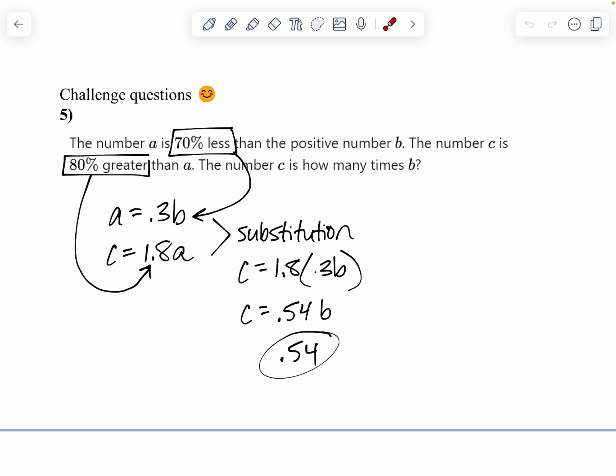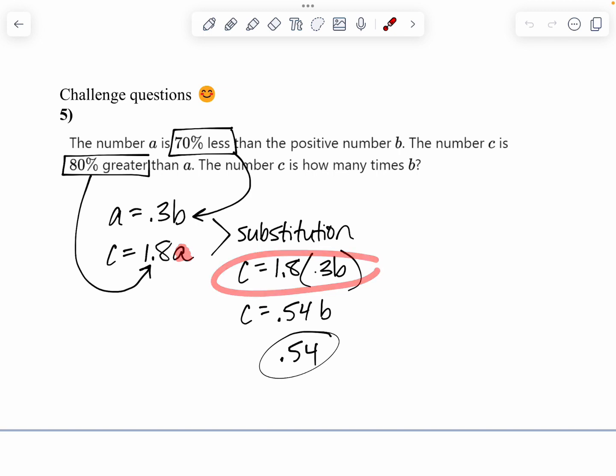Very good. The number C is 80% greater. That's an increase. I'm going to multiply by 1.8A. So I have these two equations, and what I'm going to do is substitution. Remember how A is 0.3B, so I'm going to substitute that right here. 0.3B goes in for A, which is what I did here.